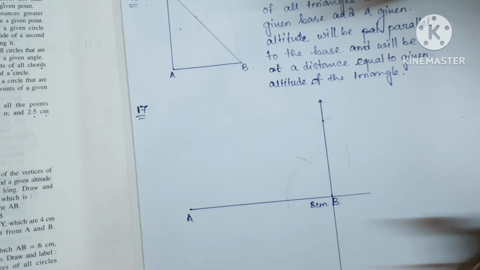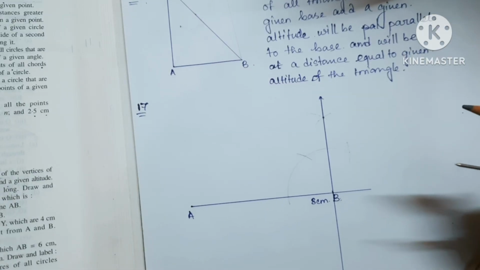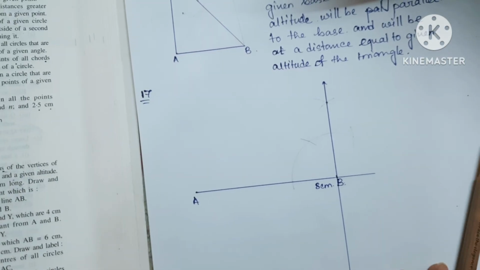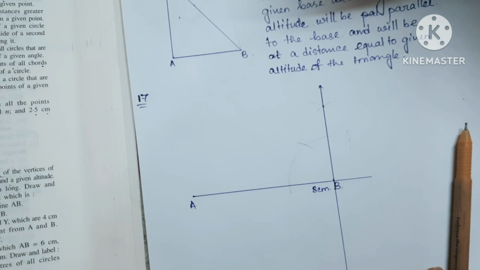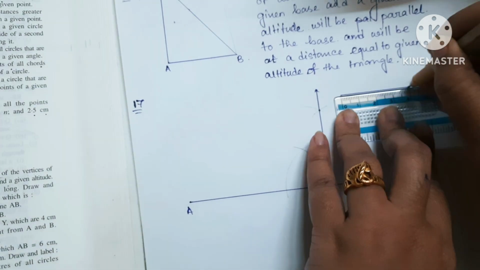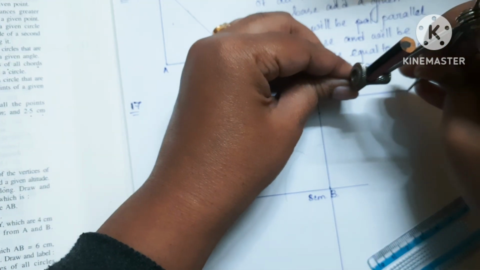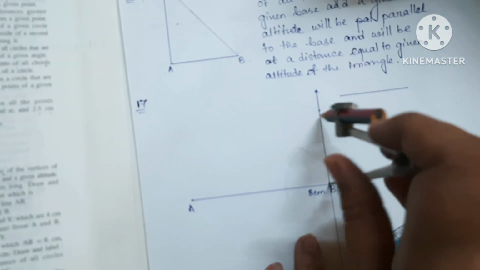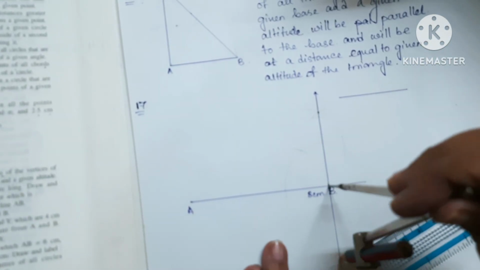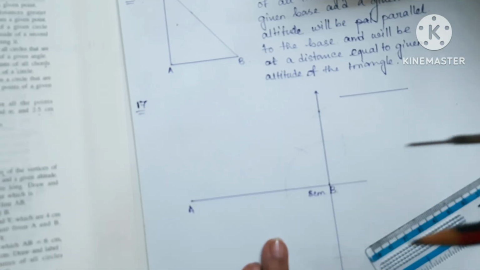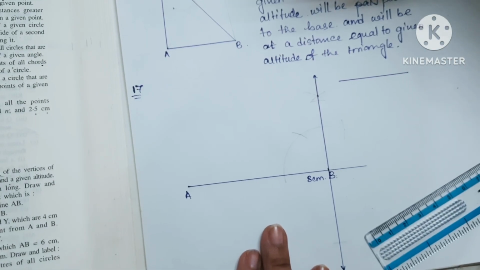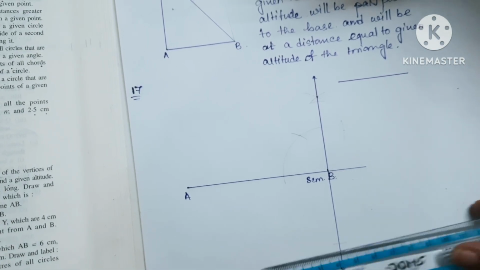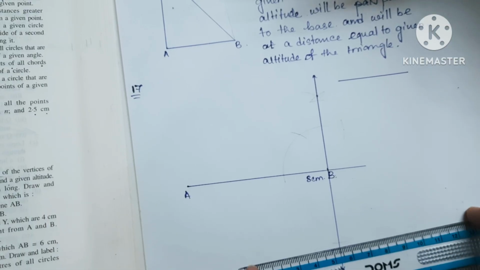Now see, 4 centimeter away from this line means the locus of the point will be a pair of parallel straight lines which are at a distance of 4 centimeter from AB. 4 centimeter means this distance, and so you have to draw parallel lines.